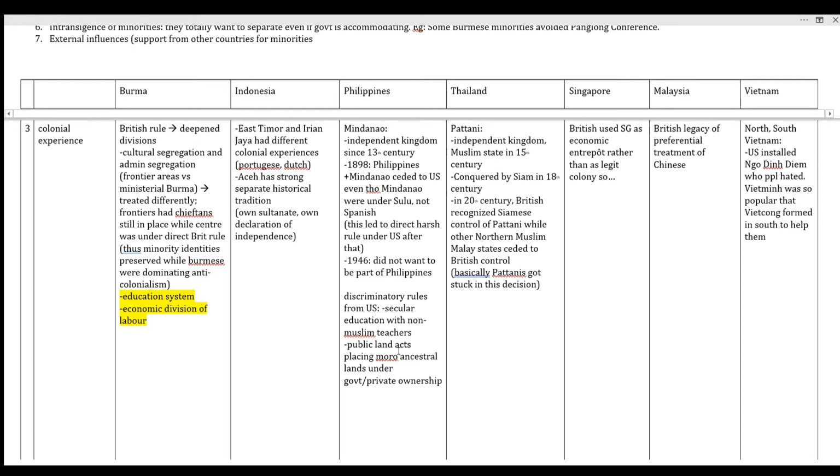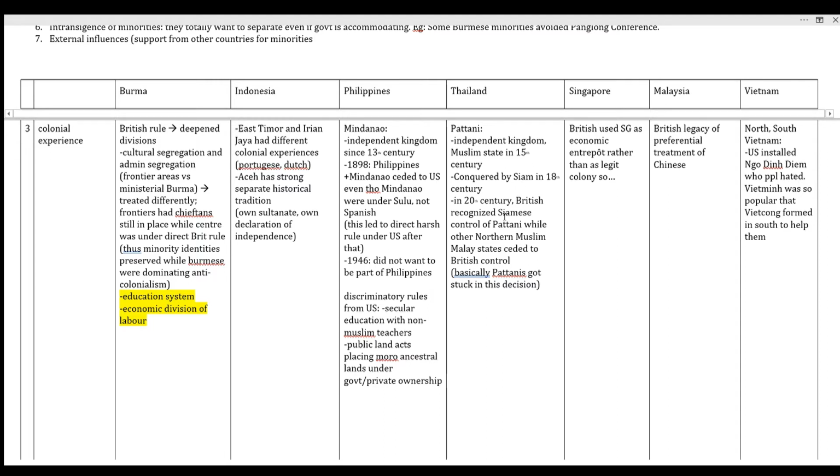So they had secular education with non-Muslim teachers, which is definitely against Mindanao. And also they were trying to get rid of the ancestral lands and use them for their own private use, I guess, which is obviously not very respectful at all. And that definitely makes Mindanao not want to be part of the Philippines.